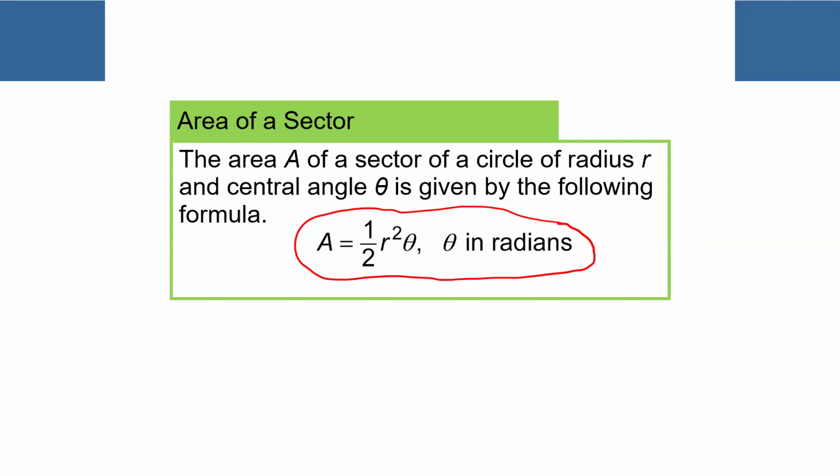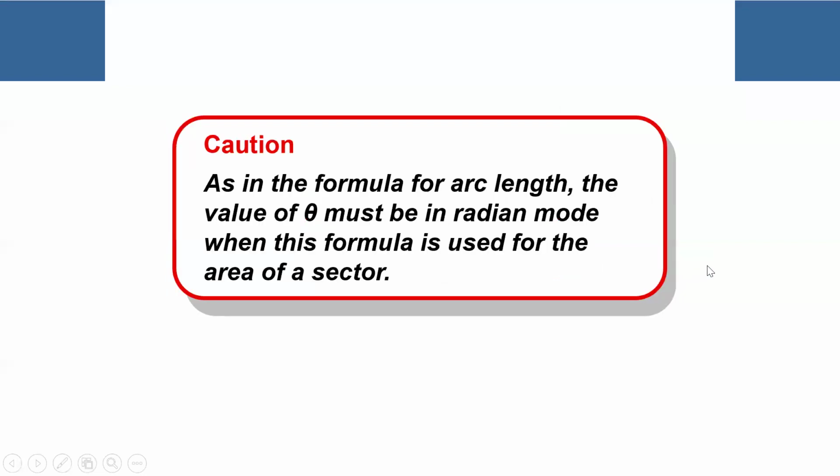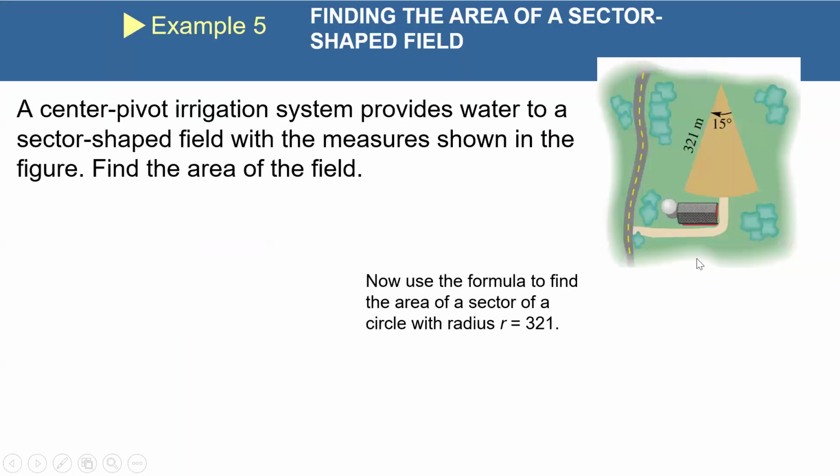Okay. Are we ready to use area of a sector? Well, did you write down the formula, Elise? Yeah. All right, then you're ready. So again, make sure that you are in what? Radians. Here we go. So a center pivot irrigation system provides water to a sector shape field with the measures shown in the figure. So you're going to draw a little sector, a little slice of the pie, and label it. So our slice of the pie has a central angle of 15 degrees and a radius of 321 meters.